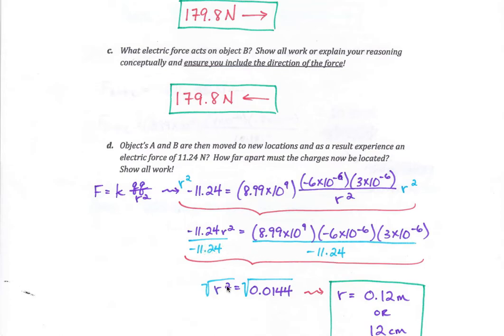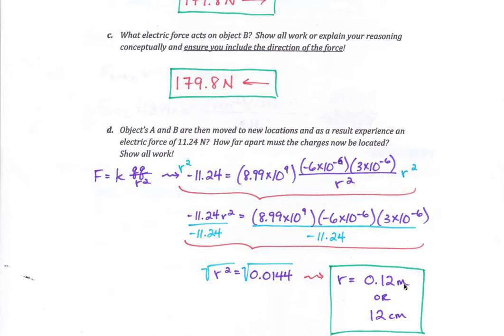That leaves me with r squared equals, and this value right here I got by multiplying 8.99 times 10 to the 9th times my two charges and dividing by negative 11.24. So this entire side right here, it just resolves into 0.014, but that equals r squared. Take the square root of both sides, and you'll find that r equals 0.12 meters, also known as 12 centimeters. That's how far apart these two must be if that's the exact force that they are experiencing.